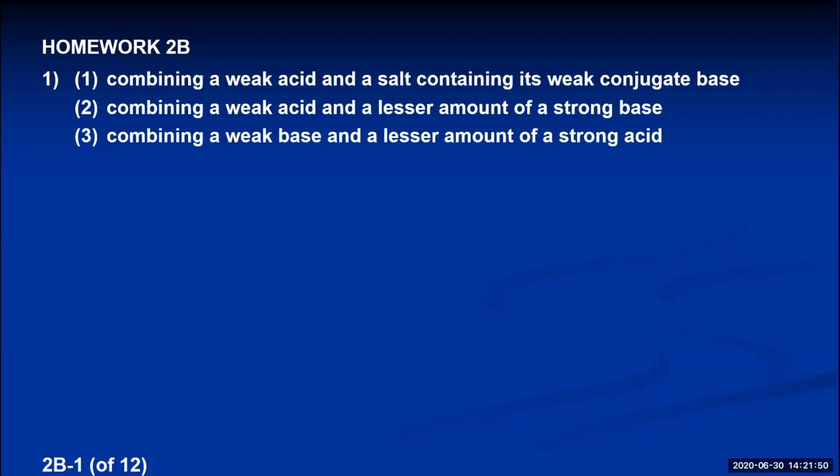Number 2. A solution is prepared by mixing 60.0 milliliters of a 0.10 molar acetic acid solution and 40.0 milliliters of a 0.10 molar sodium acetate solution. Will this be a buffer? This particular solution has acetic acid, which is a weak acid, and it contains the acetate ion, which is the weak conjugate base of acetic acid. So because it has a weak acid and its conjugate base that's weak, we would say yes, it's a buffer.